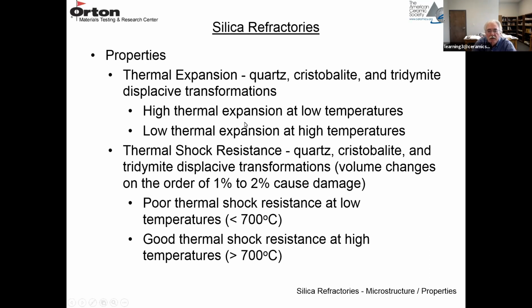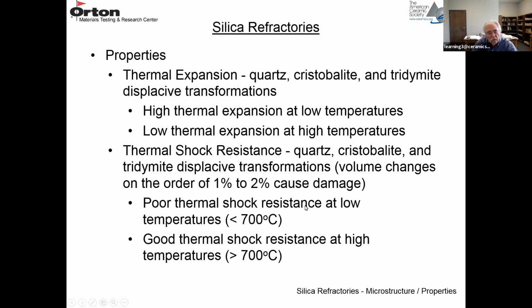If you recall, when we looked at thermal expansion of different materials, when we looked at silica, the expansion coefficient of silica as a function of temperature, there was a high expansion where these transformations took place, and then it tended to level off at the higher temperature. So the thermal shock resistance for quartz, cristobalite, and tridymite? Well, you have these displacive transformations, which cause volume changes on the order of 1 or 2% that cause damage. So if you go through these transformations, you disrupt the structure and cause damage.